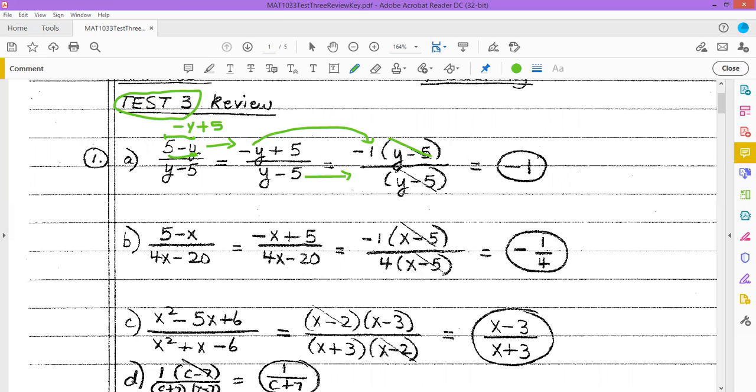We see y minus 5 in the numerator and the denominator, so we can cancel those out, and our answer is negative 1.